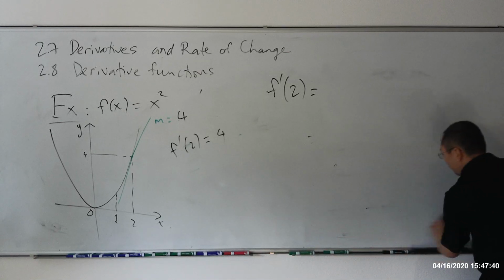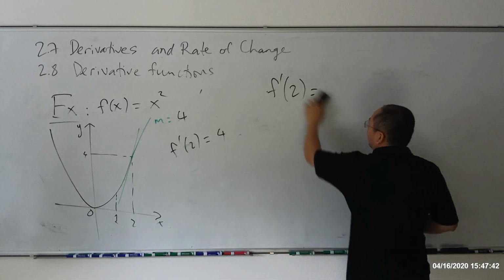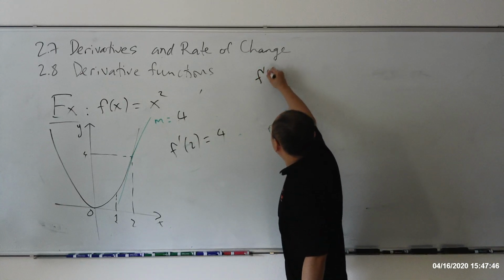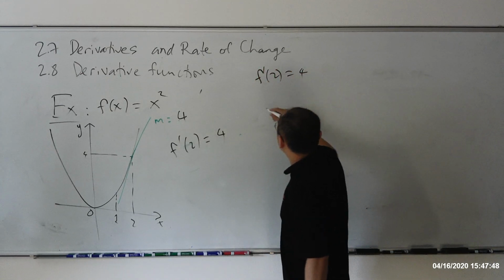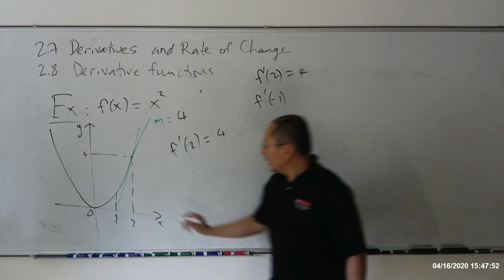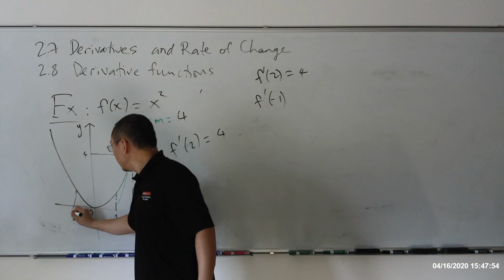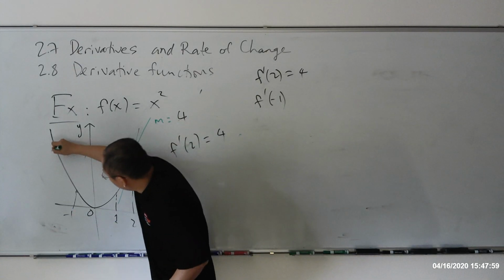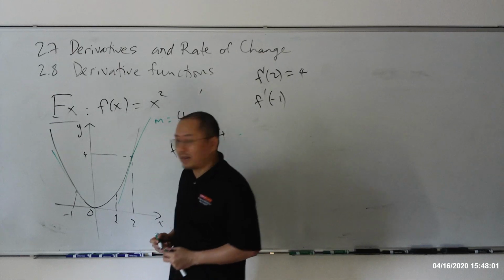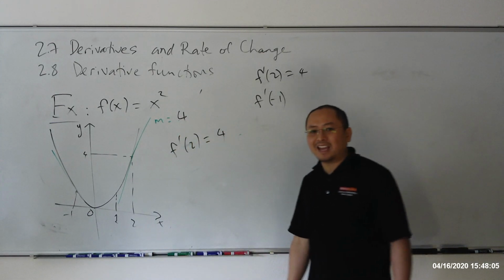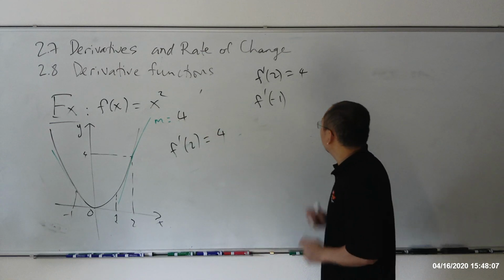What if I want to calculate the slope at x equal to -1? In other words, I already got f prime of 2 is equal to 4, right? What if I want to calculate f prime of -1? -1 is right here, and the tangent line is going to be like this. It's going down, right? So if we are correct on this, the slope will be a negative number because the line is going down.